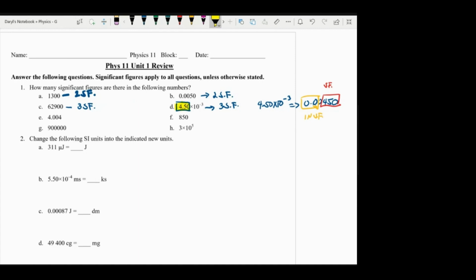Okay, and again, it's only the numbers in front that are considered. Well, you can count that one for the number of significant figs, again, if it is written in scientific notation. So letter E, on the other hand, should give you four sig figs, and this one here, letter G, that would be one sig fig. The zeros again are not significant.